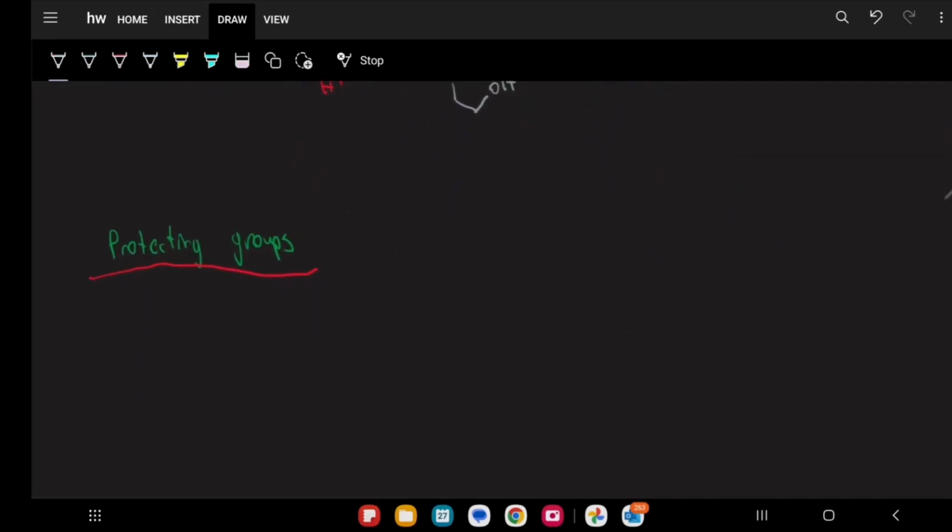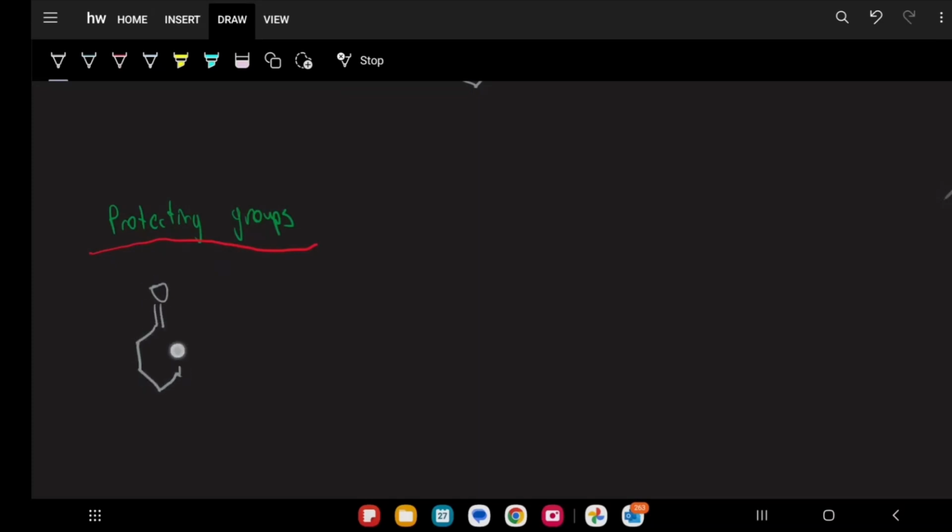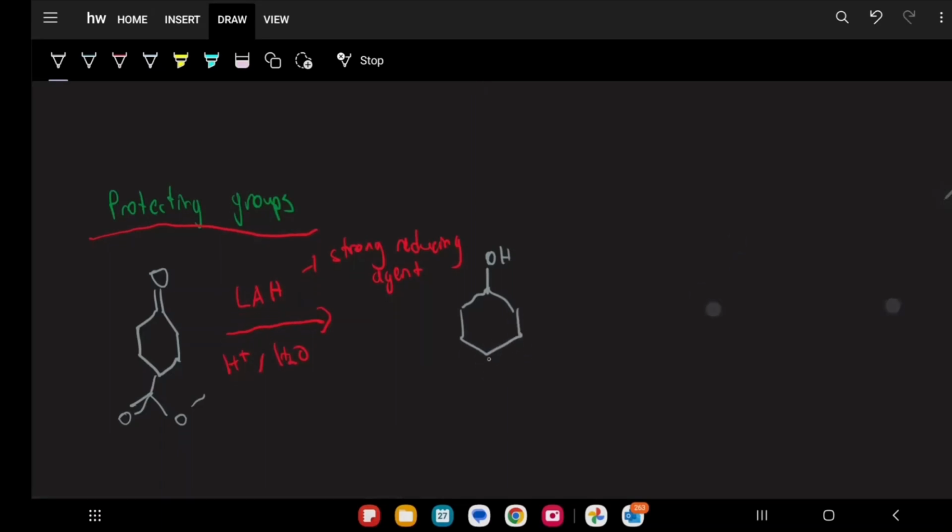So let's consider this molecule. If we were to react this molecule with LAH, which is a strong reducing agent, in H plus and H2O, if you haven't learned yet, when LAH is reacted with a ketone, you're left with an alcohol, as the ketone is reduced to an alcohol. The same thing happens with esters.